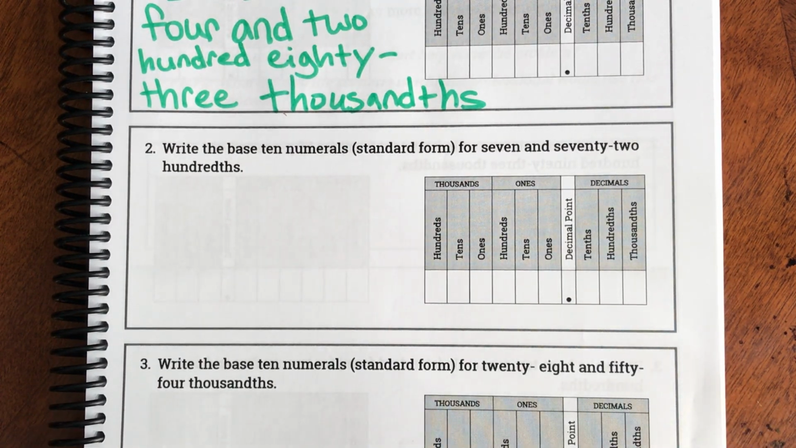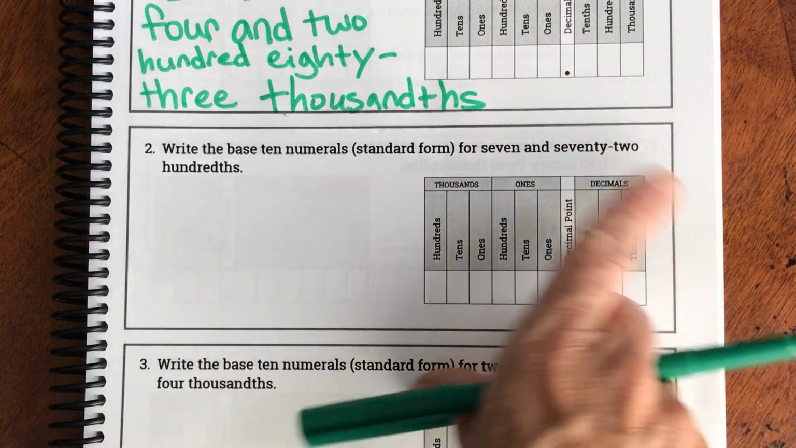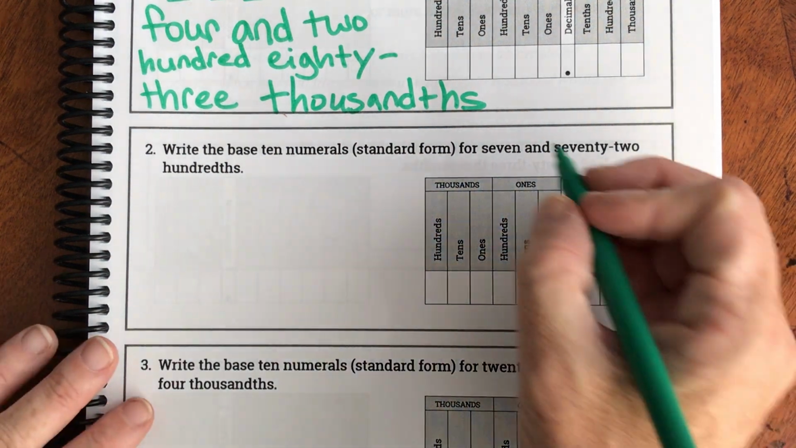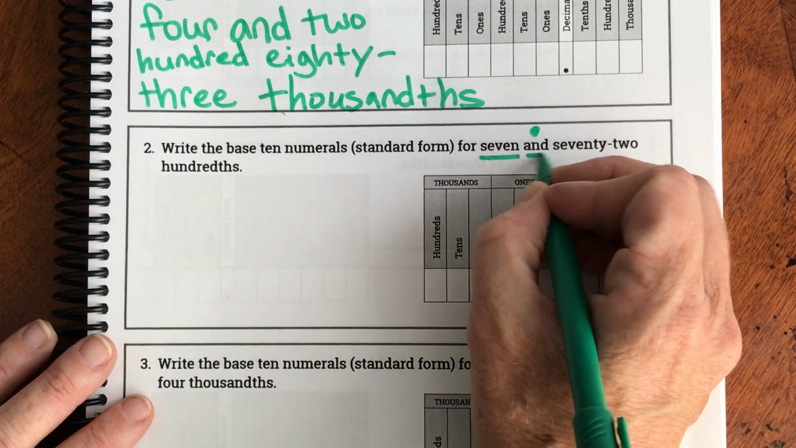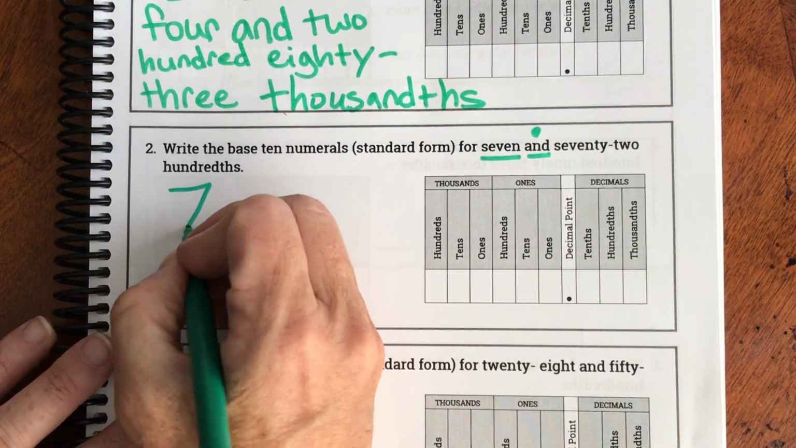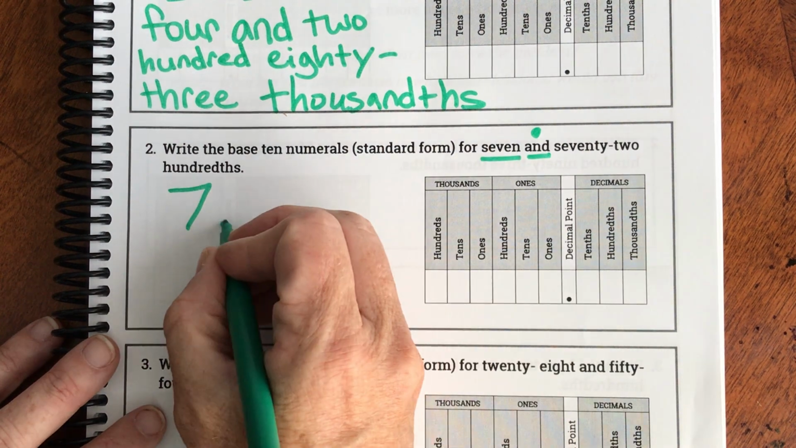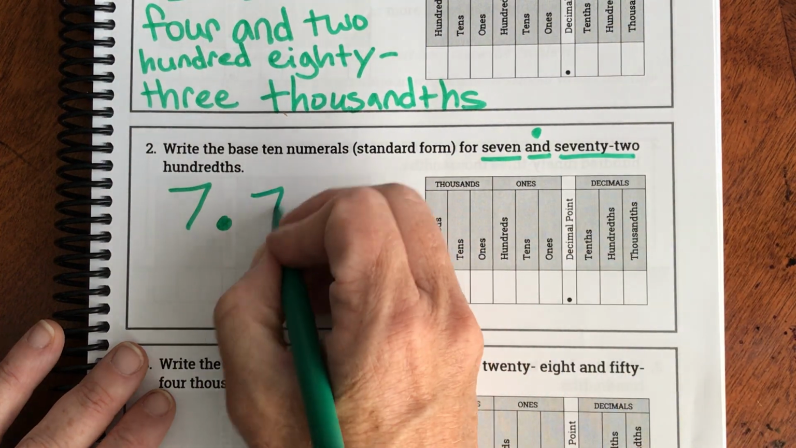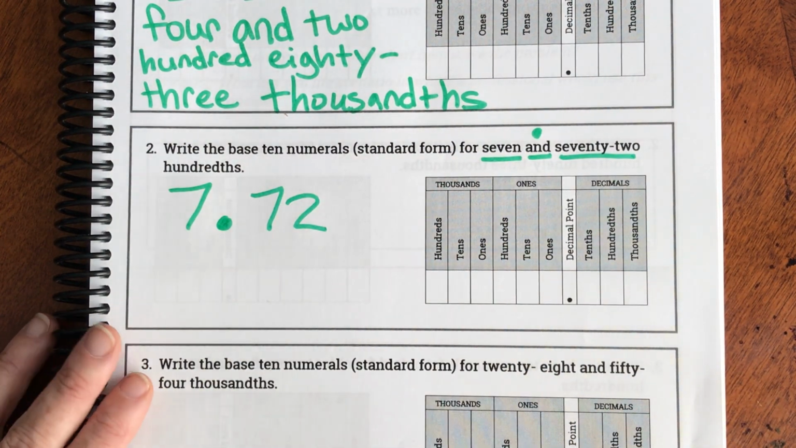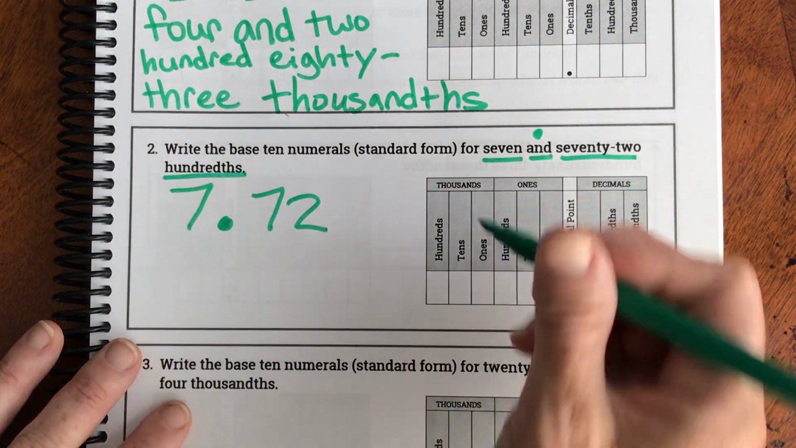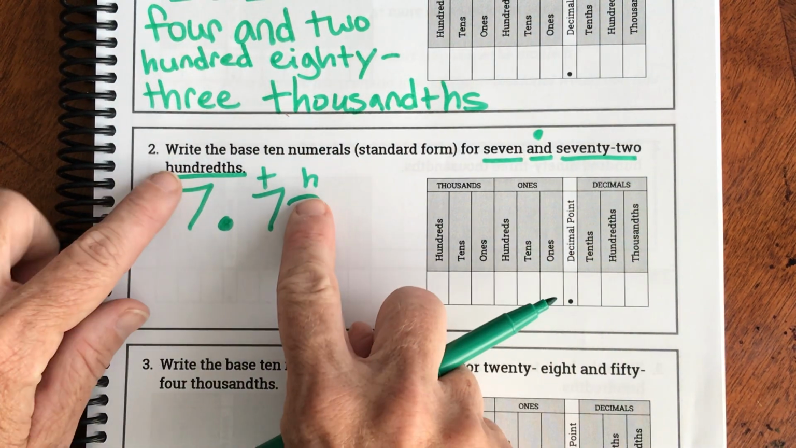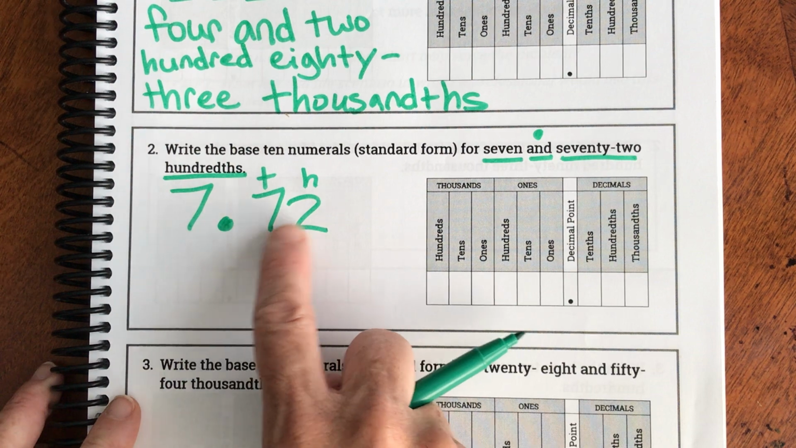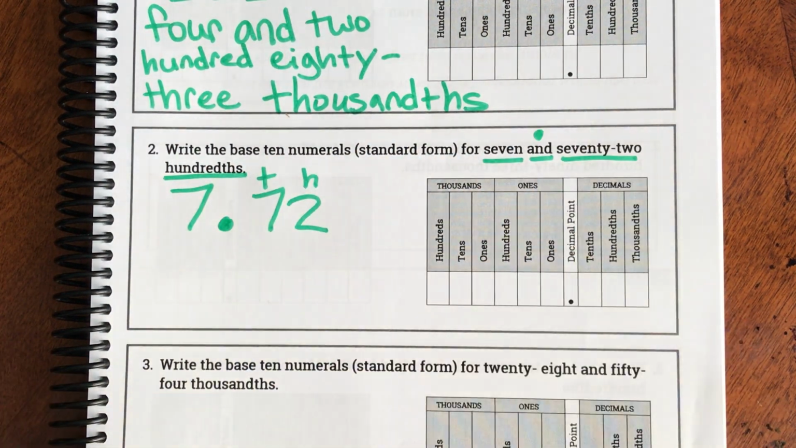Write the base 10 numerals for 7 and 72 hundredths. Okay, so we're going to look at our 4 steps. Our whole number is before the decimal, which here is the word and. So our whole number is just a 7. And then instead of the word and, we're going to use decimal. Our decimal number is 72. And our last place value needs to be in the hundredths. So let's check this. Tenths, hundredths, and they matched. So we know we did that correctly. So this number is 7 and 72 hundredths, and that's what they wanted us to write.